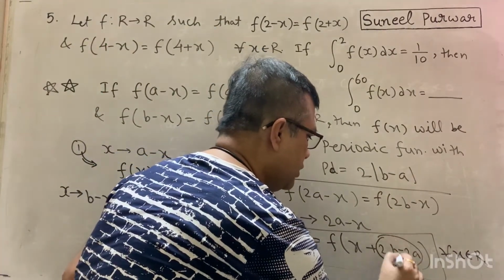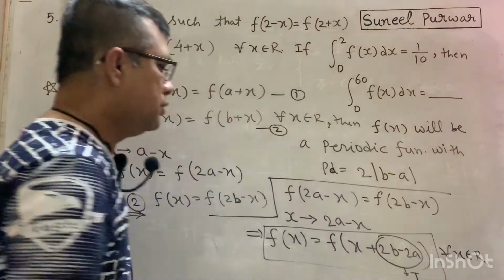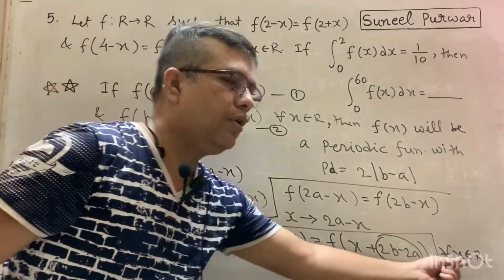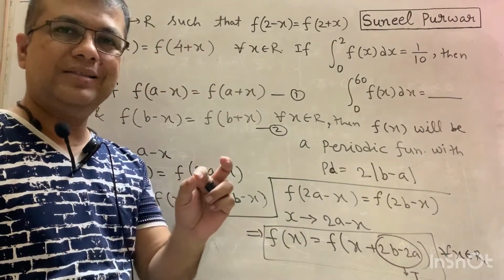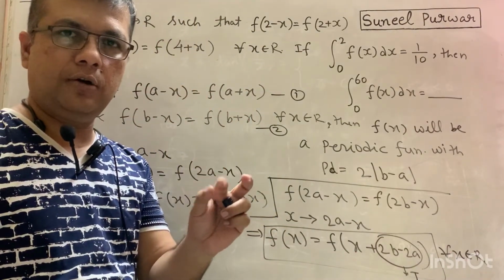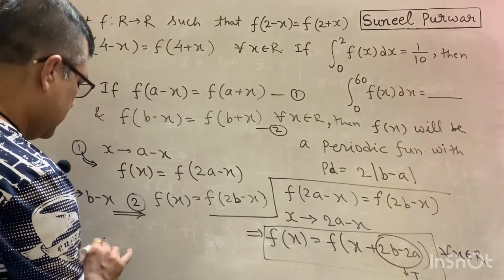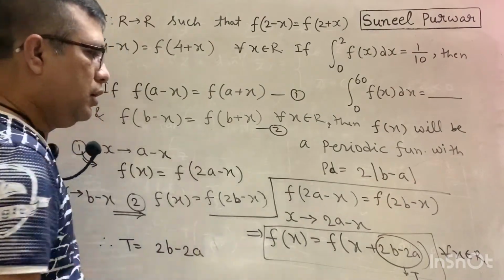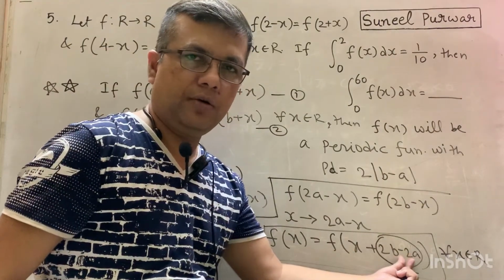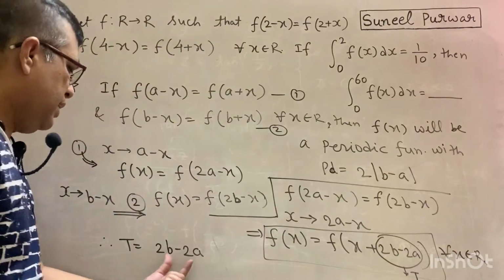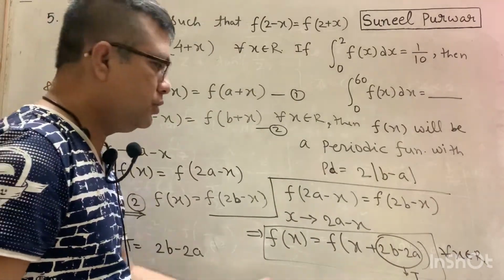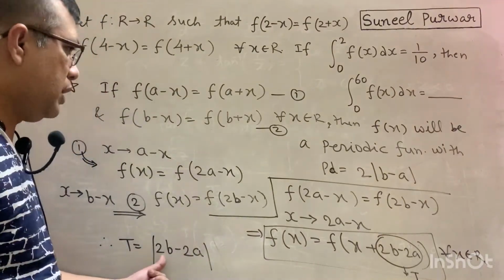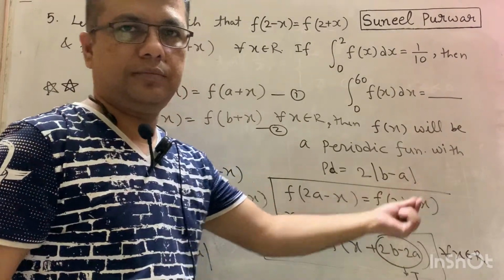So what you see here, f of x plus t, this is a constant number t. So f of x plus t is equal to f of x for all x. And that means t is the period of the function. Hence, the period value is equal to 2b minus 2a. Now this quantity may be negative, we don't know. So to make it positive, as you know, period is always a positive number, we are writing the mod of this, which is nothing but 2 times mod of b minus a.